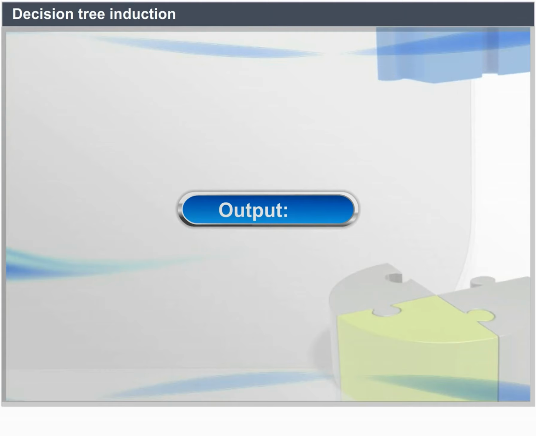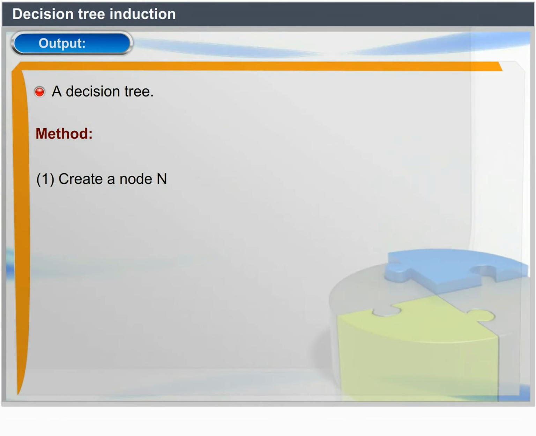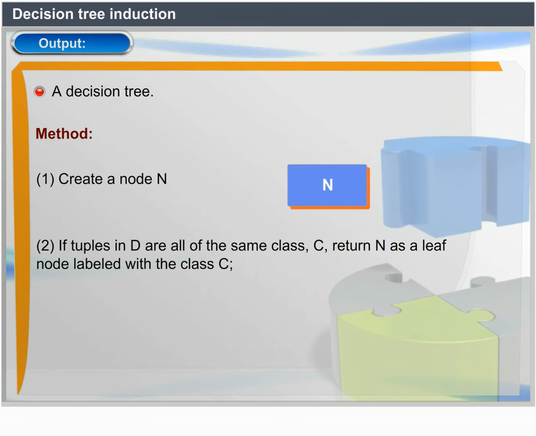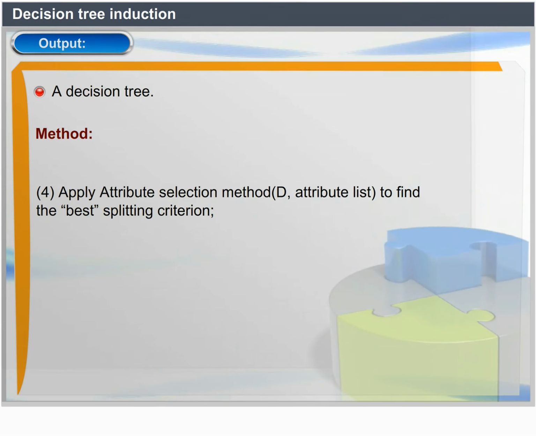Output: a decision tree. Method: Step 1. Create a node n. Step 2. If tuples in D are all of the same class C, then return n as a leaf node labeled with the class C. Step 3. If attribute list is empty, then return n as a leaf node labeled with the majority class in D, majority voting. Step 4. Apply attribute selection method(D, attribute list) to find the best splitting criterion. Step 5. Label node n with the splitting criterion.